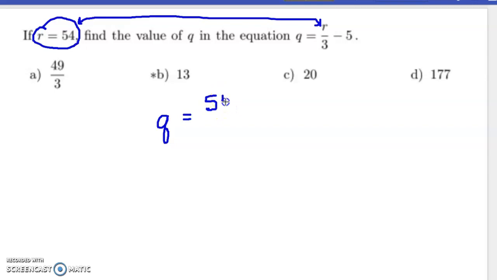And this is called substitution. We're substituting R in for 54 because that's what it is. Divided by 3 minus 5.